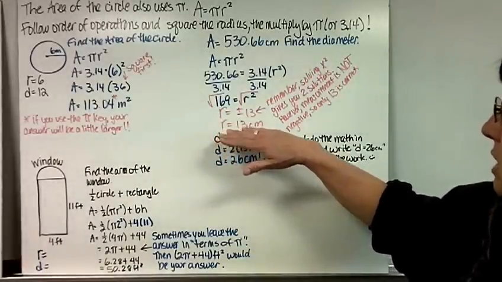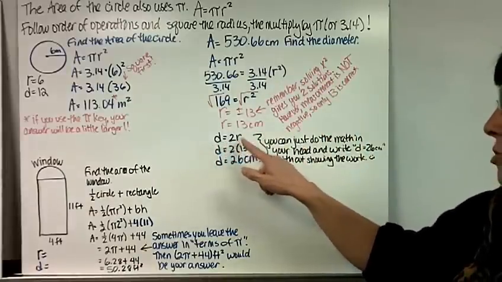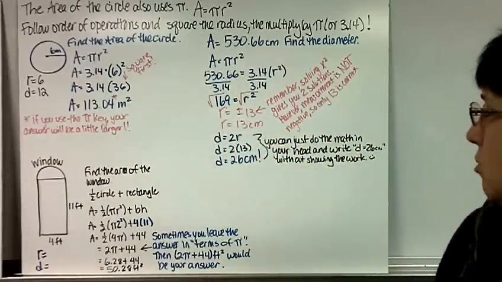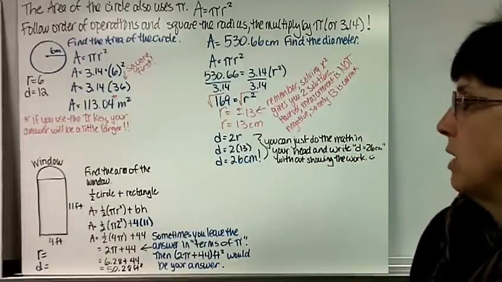But, did I say find the radius? No, I said find the diameter. So diameter is 2 times the radius, 2 times 13, 26, and you can just do the math in your head and write d equals 26. You don't have to show the work on that. All right, one last thing.